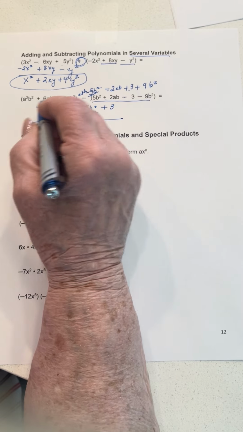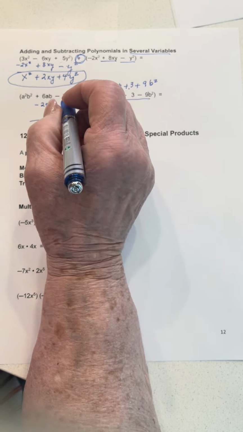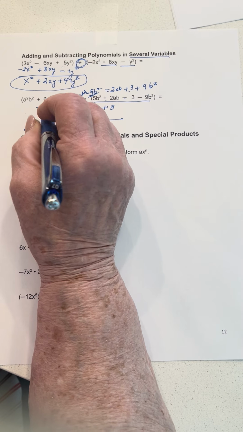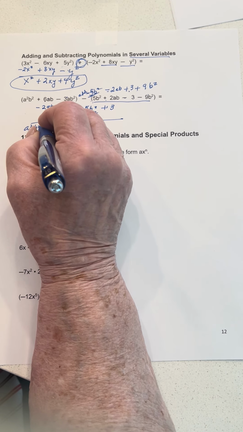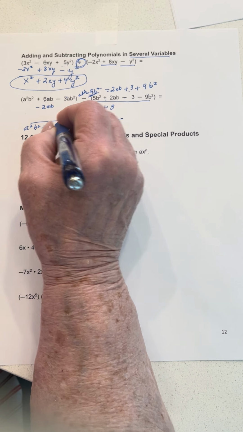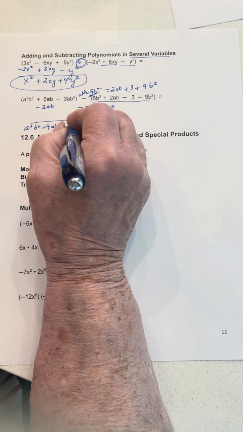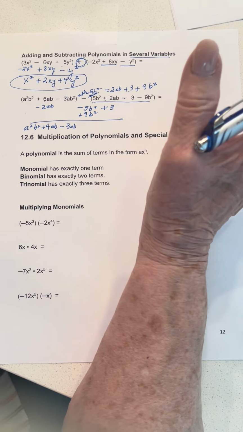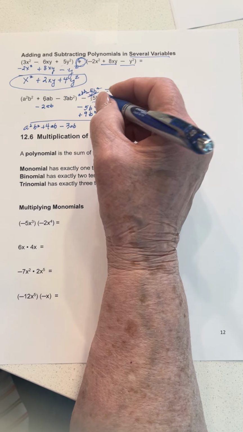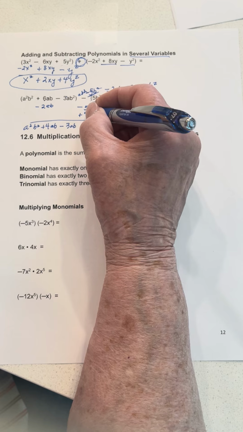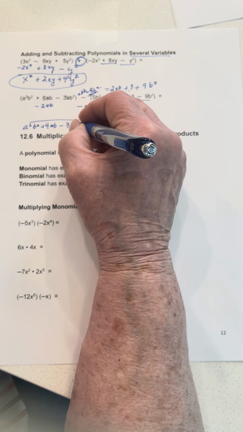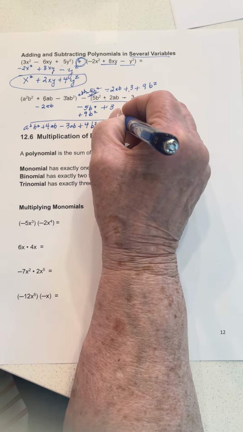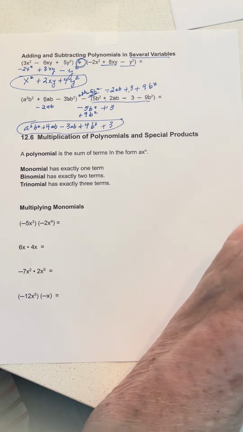And now I'm ready to add all of this and all of this. So we have a squared, b squared, and then when we get to the ab, we've got 6 positive, 2 negative, so we have 4 more positives. We don't have any other ab's, but when we get to the b squares, we had 2 of them in this same polynomial, which is an error. So we have a 9 positive, 5 negative, so we have 4 more positives, and then we just have plus 3. So here's our answer.